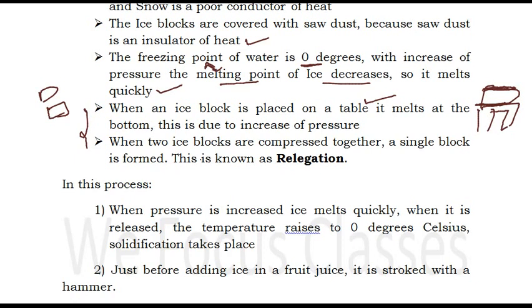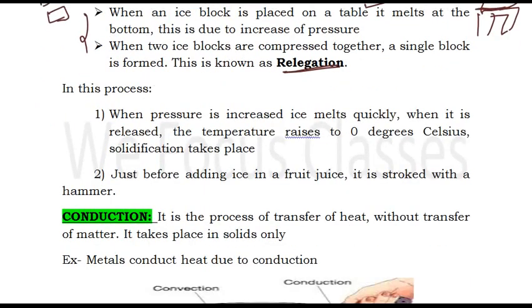When you want to join two ice blocks, the process is called regelation. How does the process work? With the placing of two blocks together, pressure is increased, then immediately the melting point decreases, and immediately the ice blocks will melt, and this part melts and is formed as liquid. This process takes a few seconds.